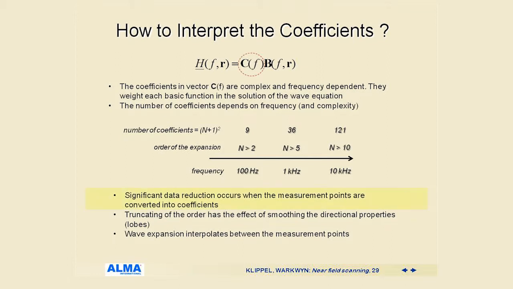Unique properties of this process: significant data reduction occurs when the measurement points are converted into coefficients. Truncation of the order has the effect of smoothing the directional properties, the lobes in the sound field. And wave expansion interpolates between the measured points. This is how we can reduce the number of measurement points when we convert down to coefficients.